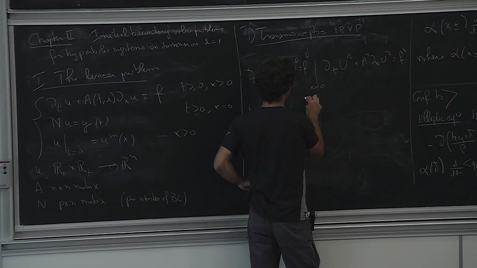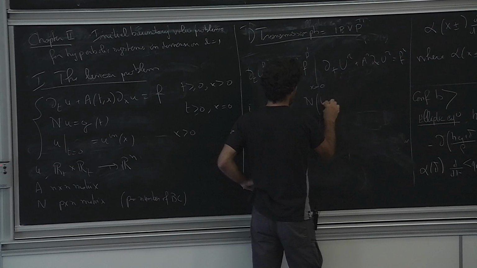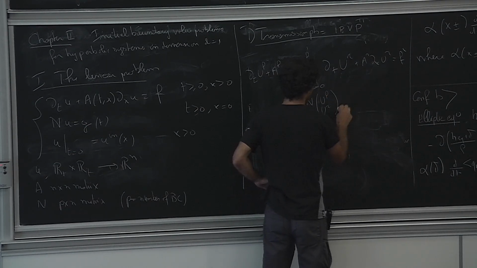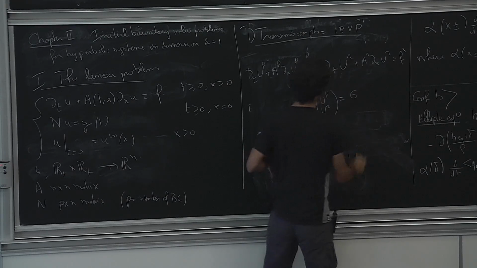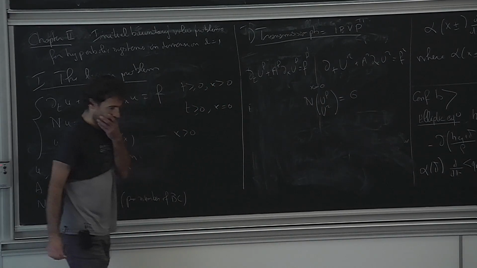N, how can I write this? N of (u_L, u_R) is equal to some function g. Okay.